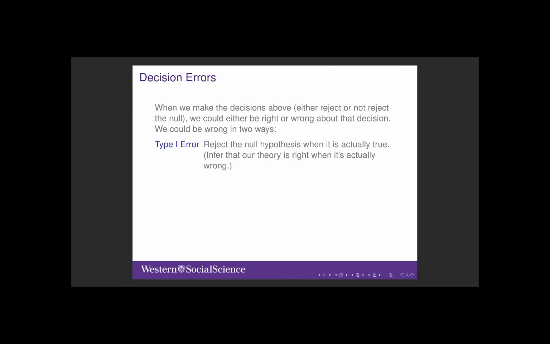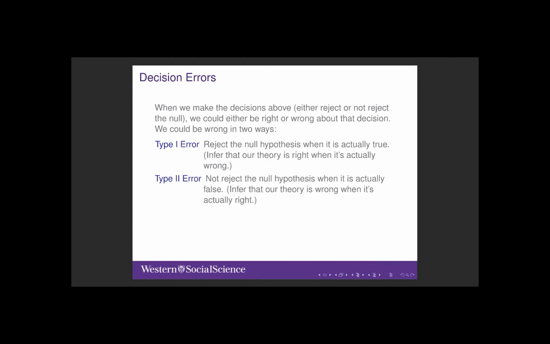We could reject the null when it's actually true. From our example above, we could infer that the sample average of Canadian IQs of 110 indicates a systematic departure from 100, when in fact the average IQ in Canada is really 100. This is tantamount to asserting that our theory is right when it's not. When we make this type of error, it's called a type 1 error.